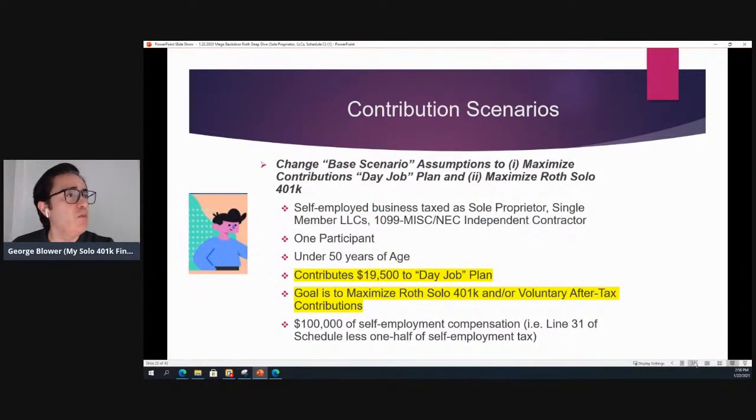So now let's go back to the base again, and now let's change something else. Now we're going to change to the factor where the individual contributes $19,500 to their day job plan. But let's assume now their goal is to maximize the Roth and/or voluntary after-tax contribution.